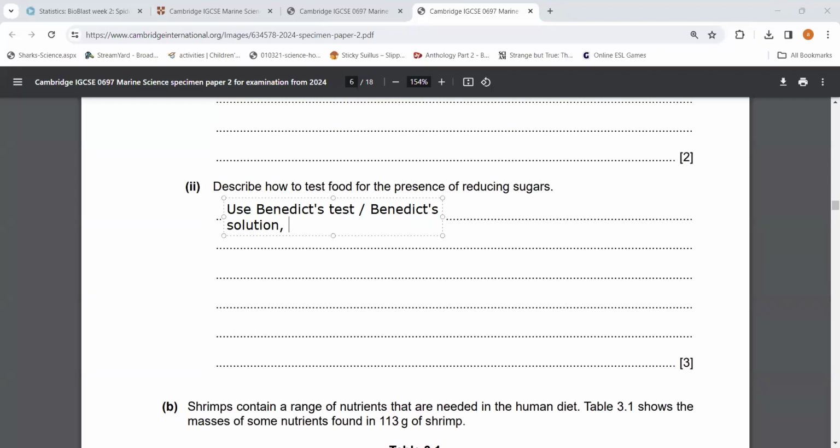You also need to mention, with Benedict's and reducing sugars and glucose, heating it in a water bath, because it's an extra step that you don't have with the other food tests. You don't need to heat them in the water bath. You do with Benedict's, so that's your extra mark.